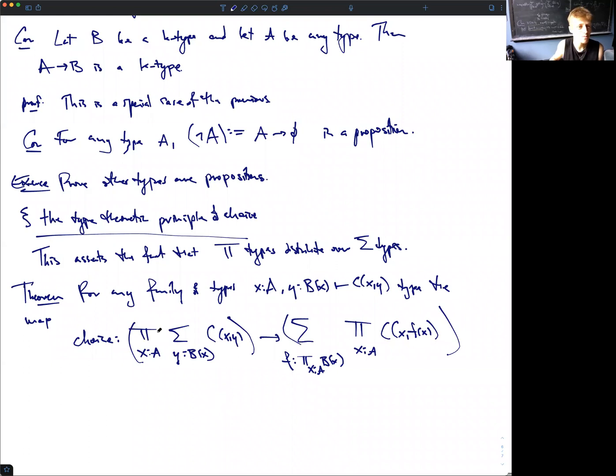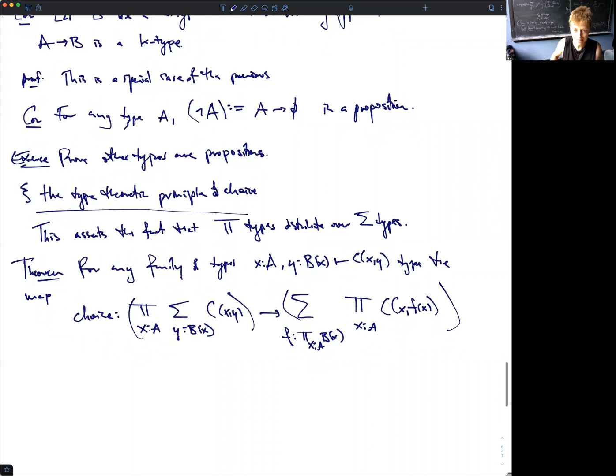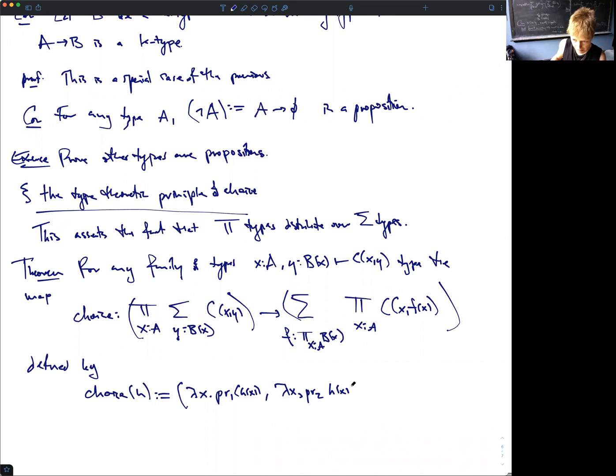Distributivity means kind of moving one past the other. So the pi to sigma and the sigma to pi is in this direction. The statement is that this map is an equivalence, and I should define the map. A choice would take as input some function, maybe h, and its output will be a term of this sigma type. So it's going to be a pair: for the first component, I'm going to take lambda x, PR1 of h of x, and in the second component, lambda x, PR2 of h of x.